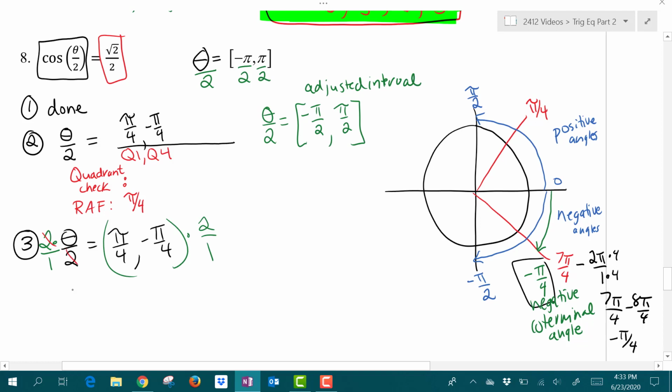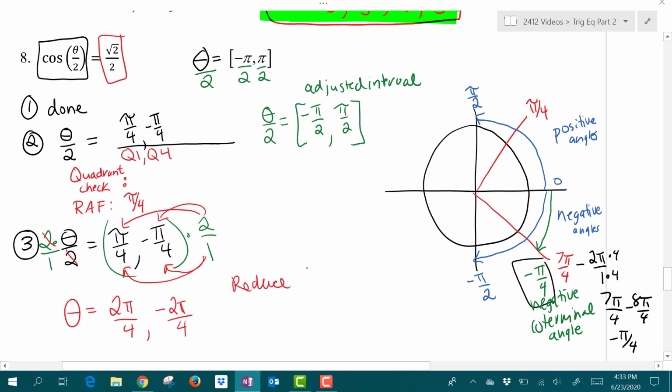So on the left-hand side, the 2's cancel, and we end up with theta. And I'm going to multiply top times the top. So I get 2 times pi is 2 pi. Bottom times the bottom, so that's 4. Then I'm going to do the same thing to everything. So I'm going to multiply negative pi times 2, and I get negative 2 pi over 4.